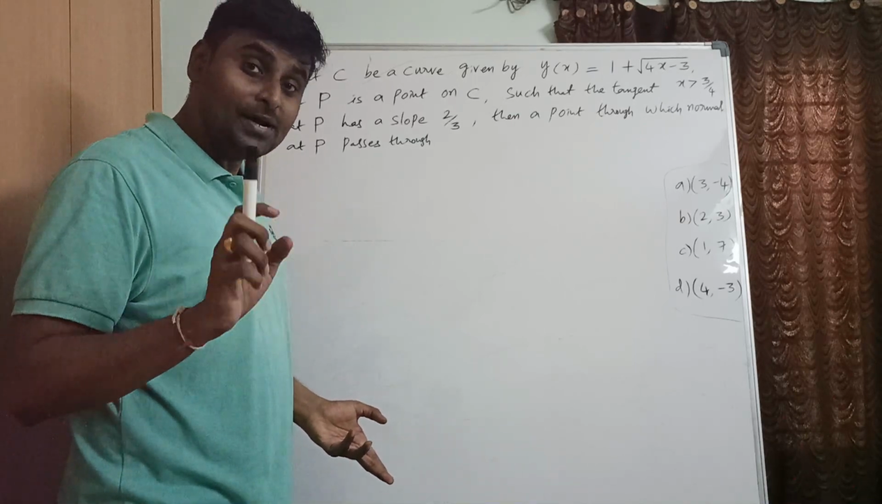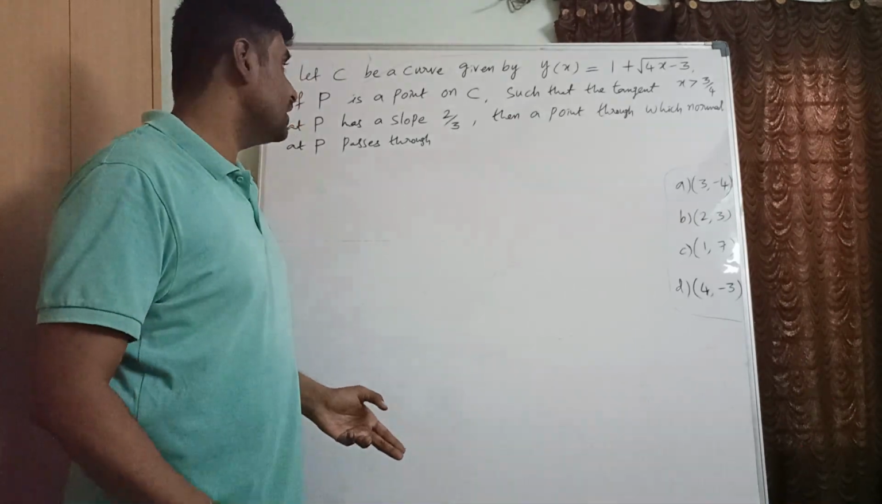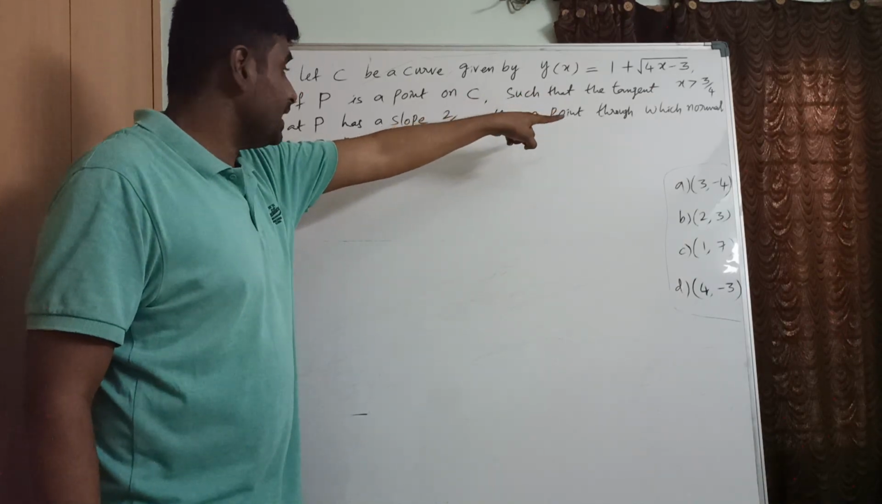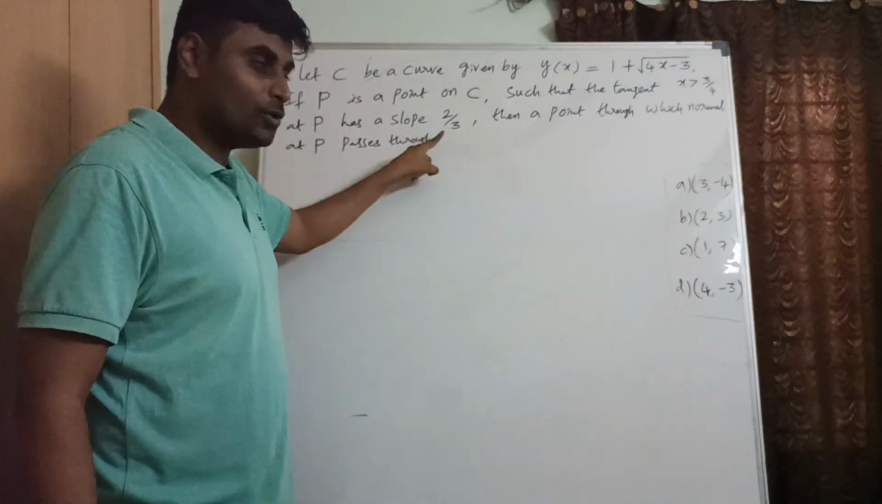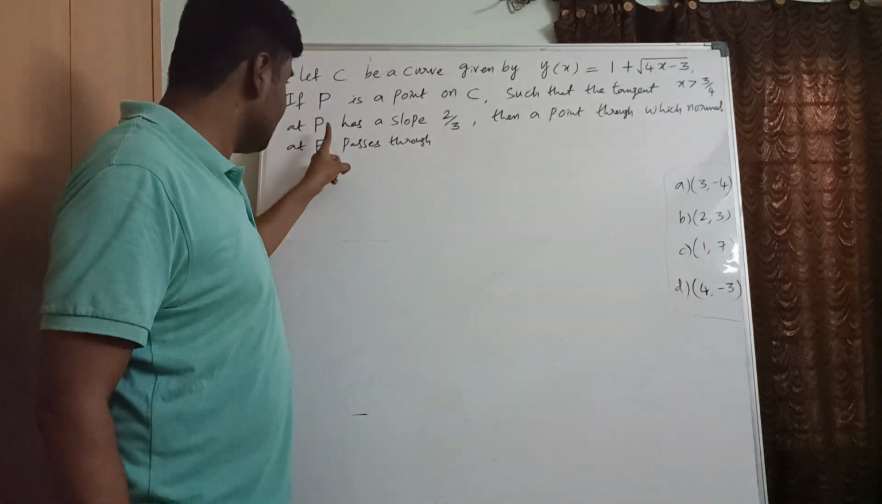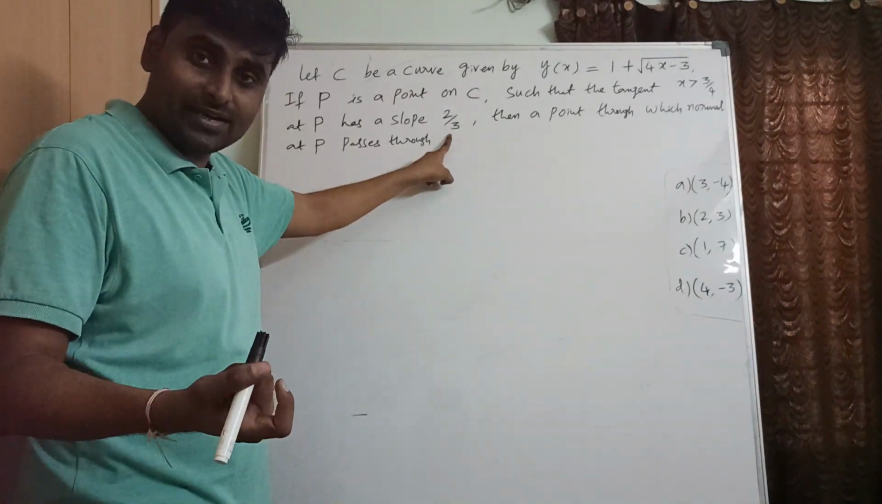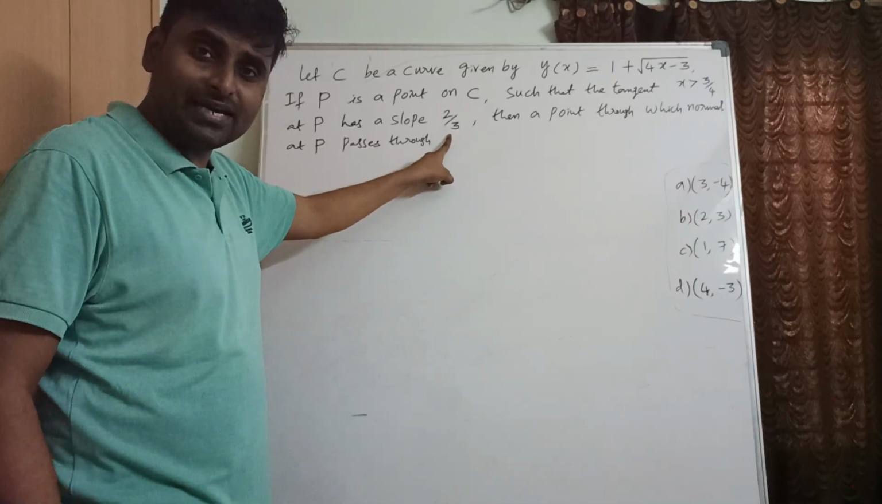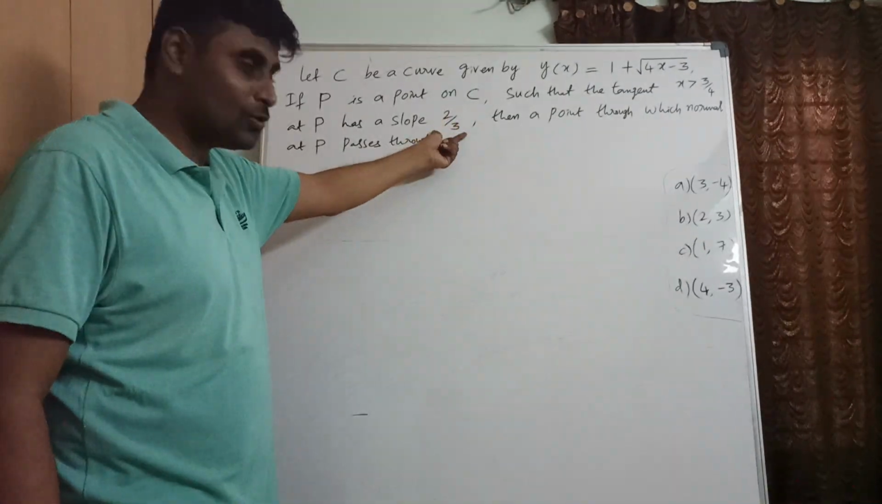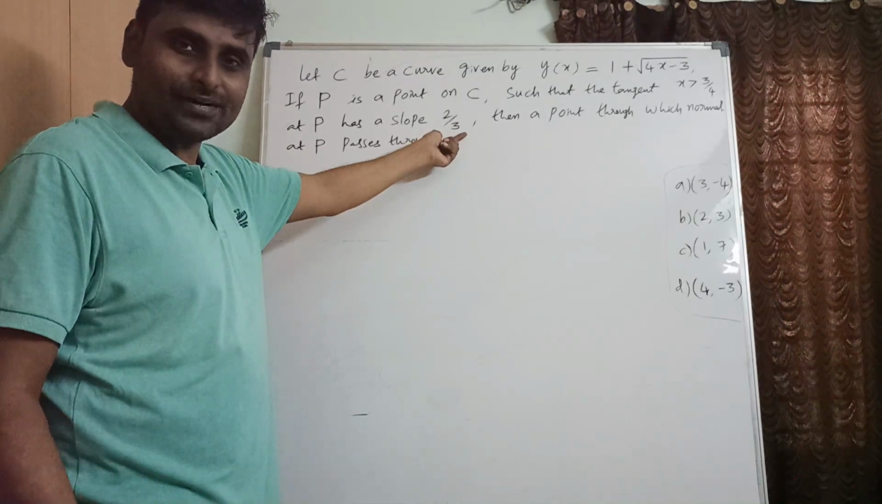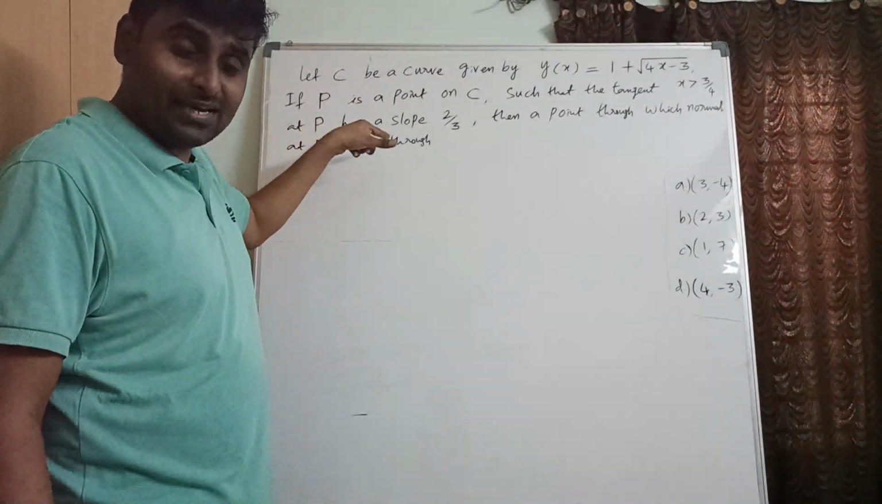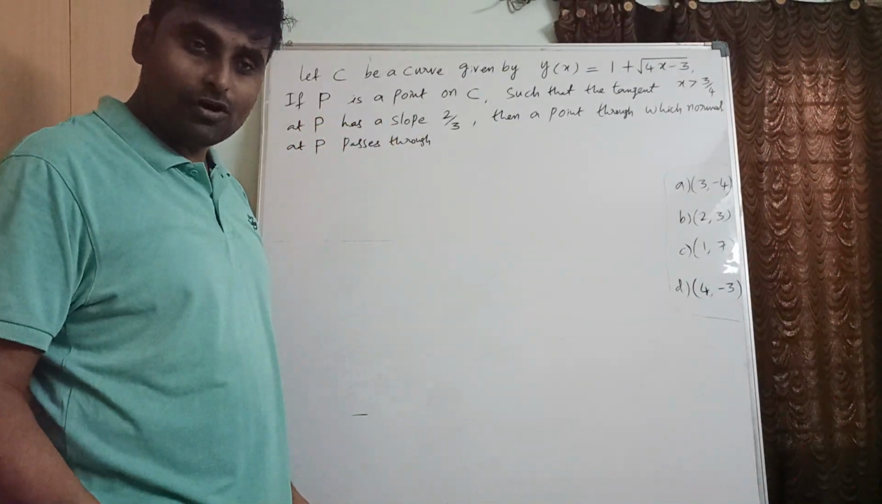First we need to find the point of contact. Such that the tangent at P has a slope. So the slope is given. At that point P, slope is given. So obviously whenever slope is given, we can equate dy by dx directly to that slope. Then we can get point of contact P. After getting P, we'll get the equation of normal.